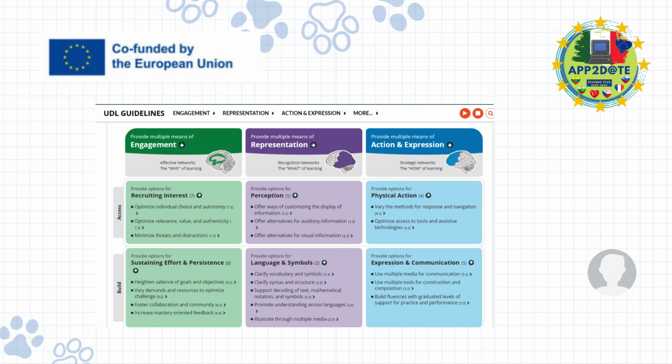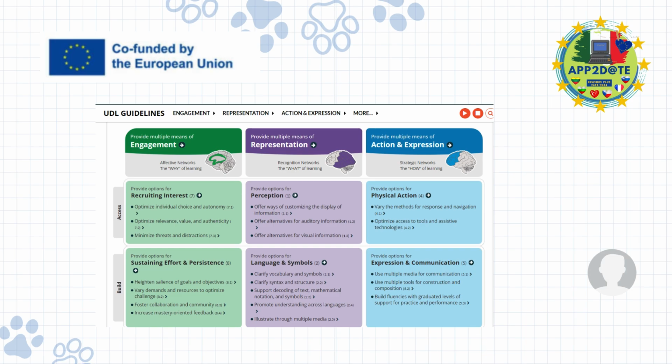Here we have a picture, a screenshot of the Universal Design for Learning guidelines. As you can see, we have three colored columns. The green one is about providing multiple means of engagement, affective networks, the why of learning.